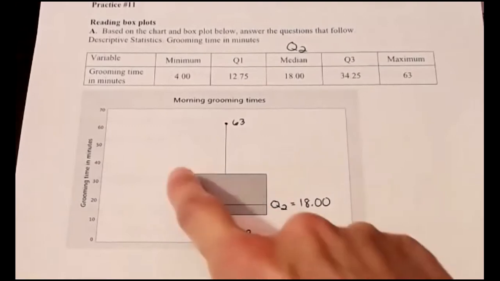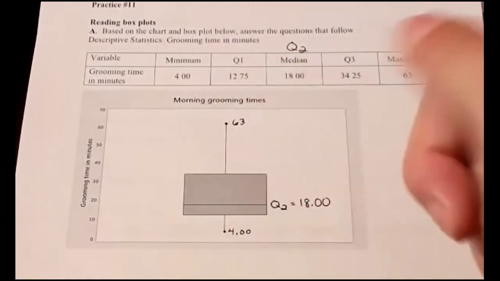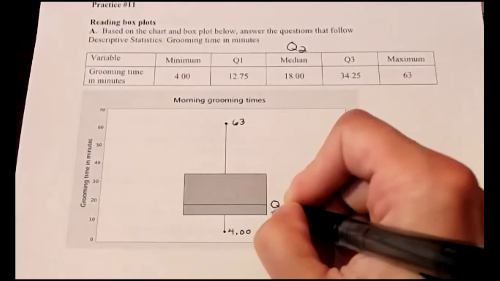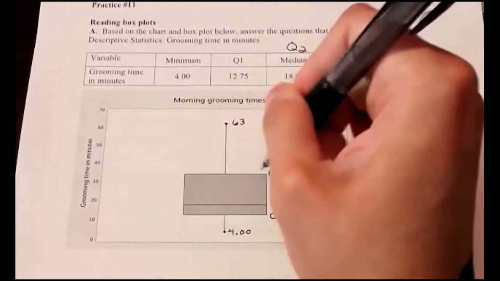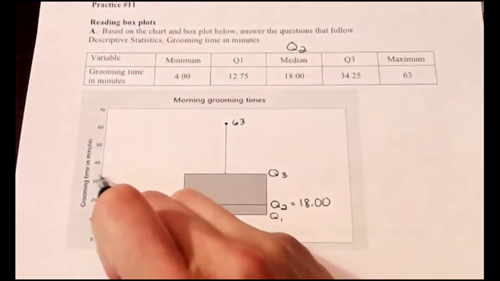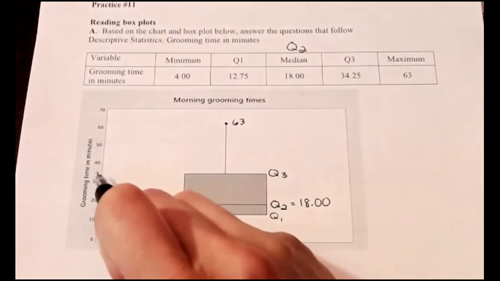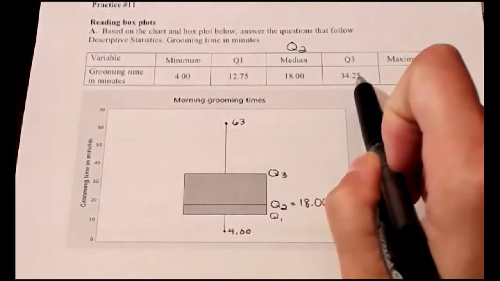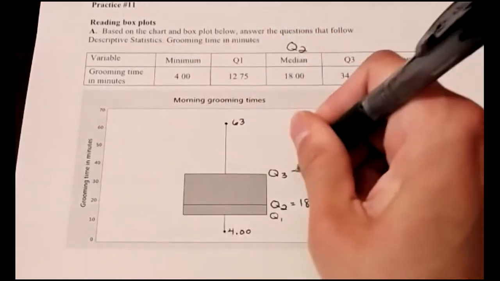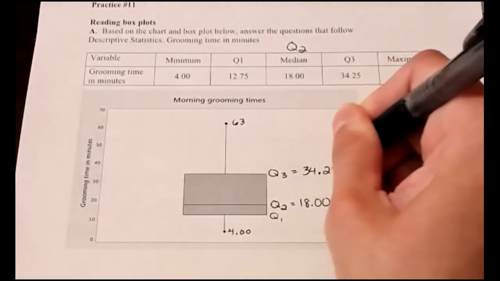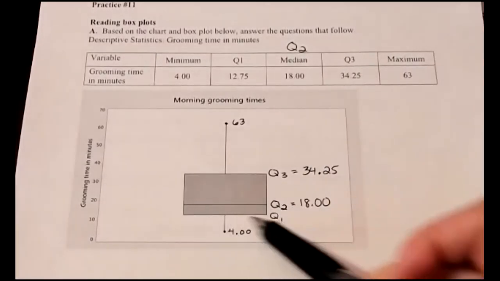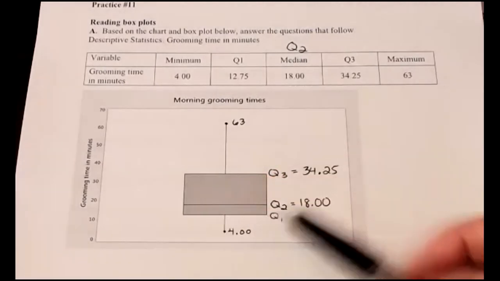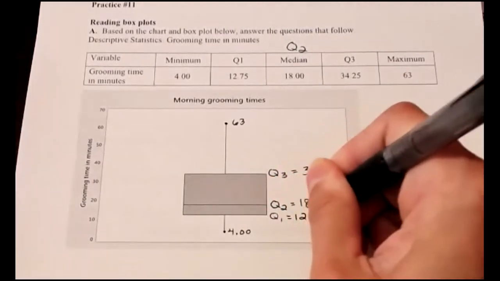The lower line and the upper line, the lines that actually create the box, believe it or not, these values represent Q1 and Q3. So this line here represents a specific value. If we look straight across, we would say, oh, maybe it's like 33, 34, something like that. Q3, according to our chart of values, is actually 34.25 minutes. Where Q1, the lower bound of our box, has a value of 12.75 minutes.